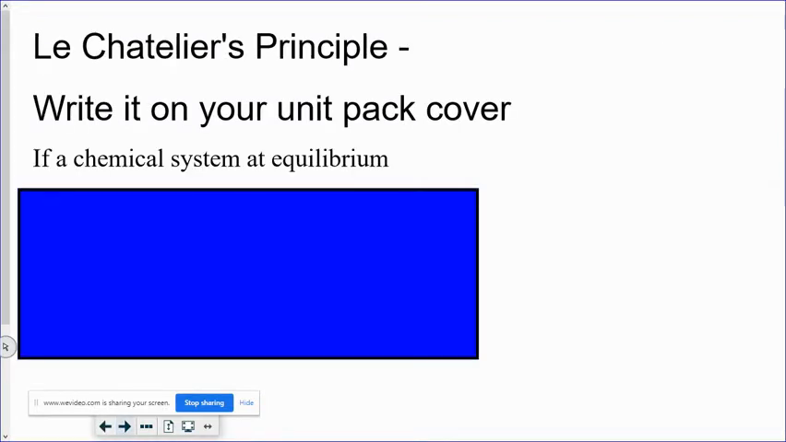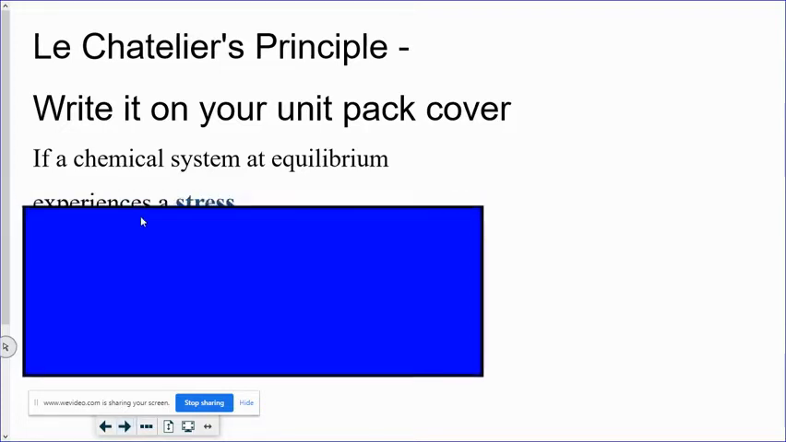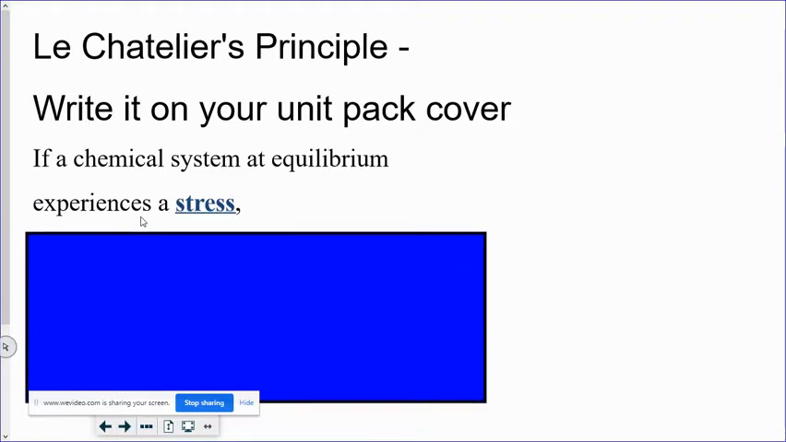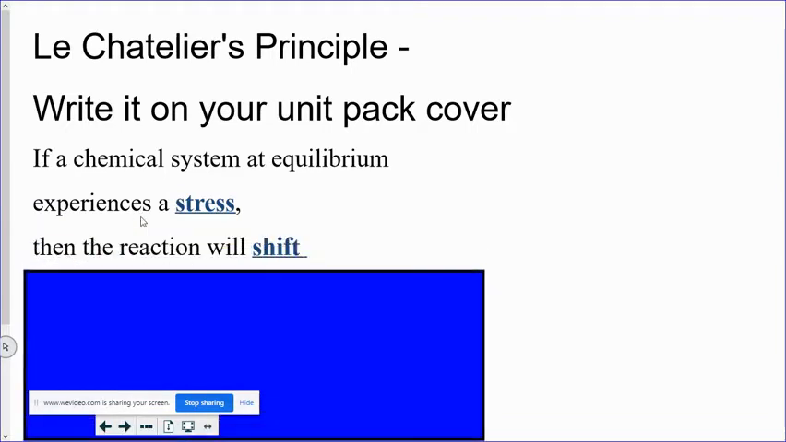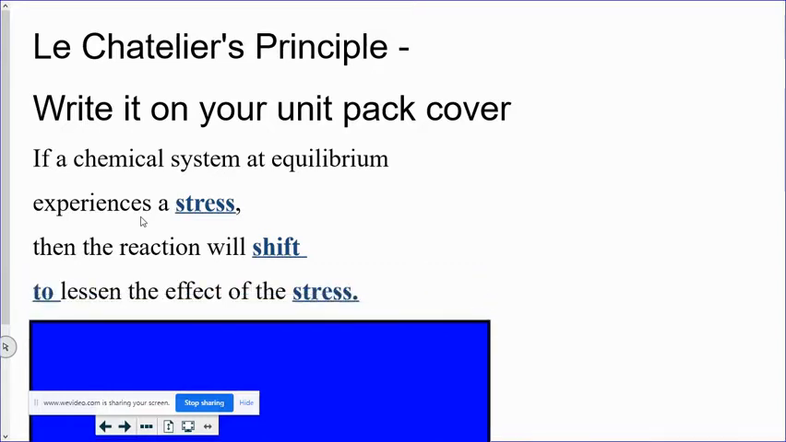Le Chatelier's principle, you're going to write this on your unit pack cover. This is where we're going to be using pretty much the whole unit. It starts off with the words, if a chemical system is at equilibrium and it experiences a stress, then the reaction will shift to lessen the effect of that stress. And that's kind of key to everything that we're going to be doing in this unit.